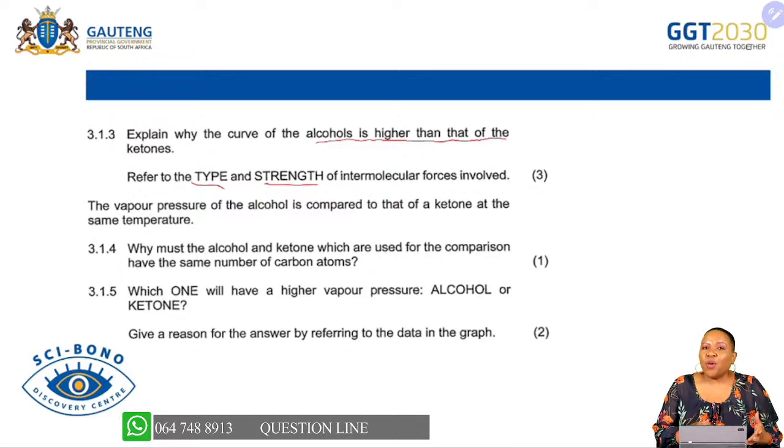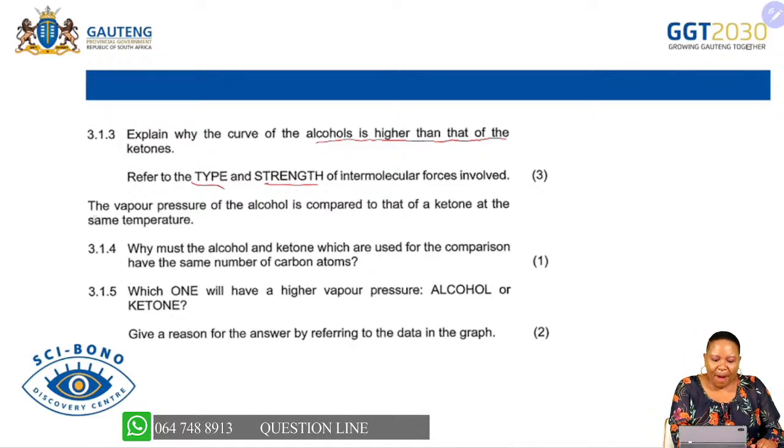Therefore, hydrogen bonds are stronger than dipole forces. Therefore, more energy will be required to overcome the strength of the hydrogen bonds of what? Of alcohols. We know that we can even answer in terms of the dipole, but for now we know that it will just be the opposite.